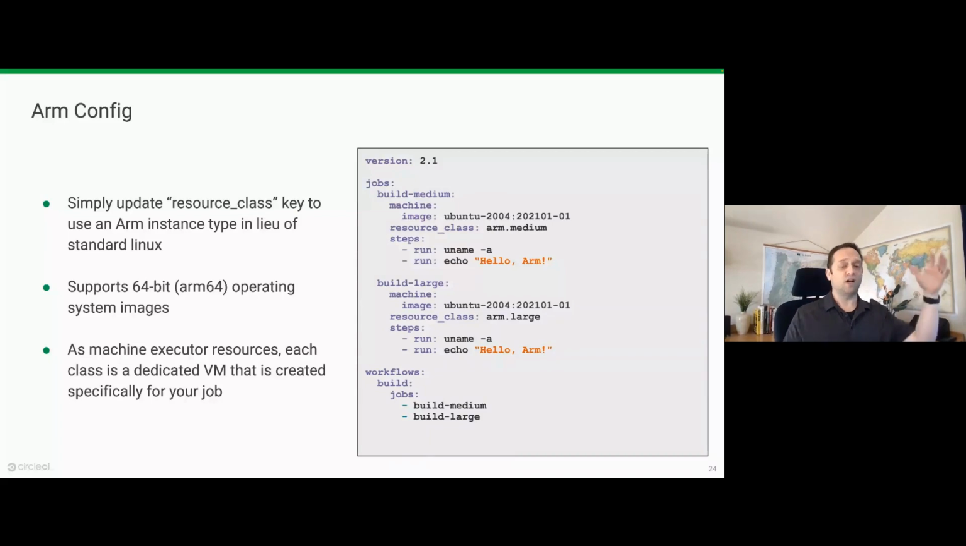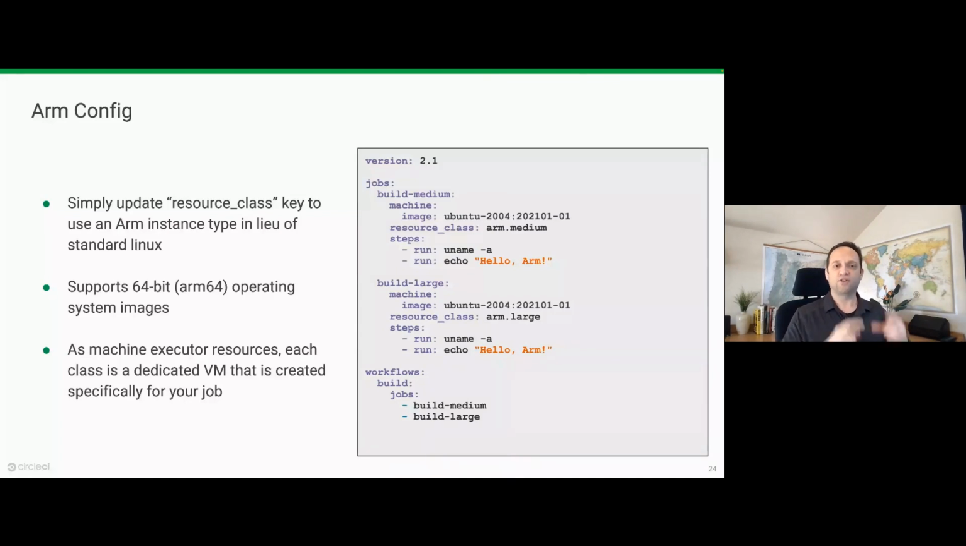So you could have the most complex configuration for your build projects. All you really need to do is change your resource class and your image to point to those ARM instance types. The other thing that's interesting is, as I mentioned before, since these resource classes are defined per job, you can imagine a scenario where you have lots of different things going on. Let's say you just want to add the ARM support.